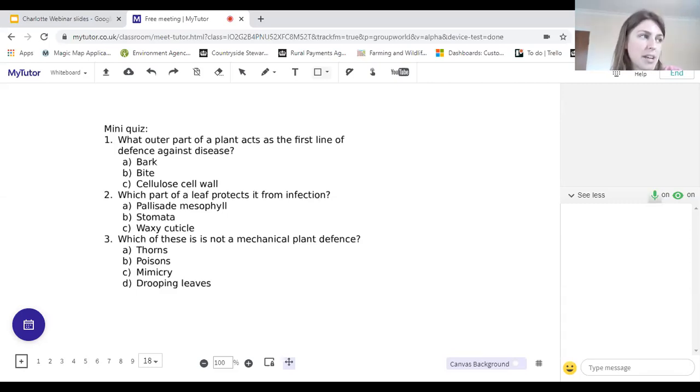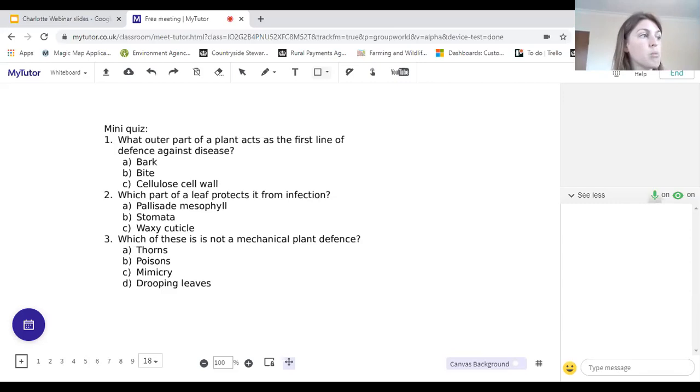What is the function of the waxy cuticle? That was as a physical defense on the leaf. So the waxy cuticle is a waxy layer. It's quite a tough layer on top of the leaf. It's a bit like skin, a bit like bark on the stem. It stops a pathogen gaining entry to the leaf cells.